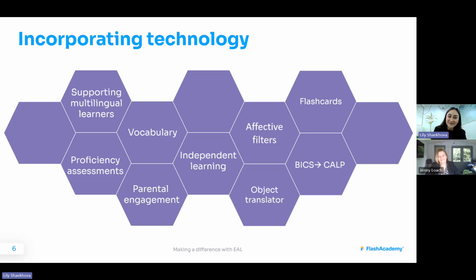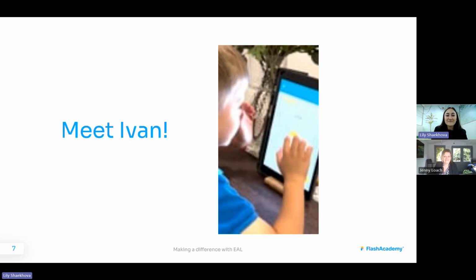And I'd like to share another example. So please meet Ivan. Ivan joined us last year, and at first he was quite nervous about meeting other students. He tended to play on his own, often with dinosaurs or dragons, and was hesitant to speak to his peers. However, once he began using FlashAcademy and specifically the speech tool, we noticed a remarkable change.